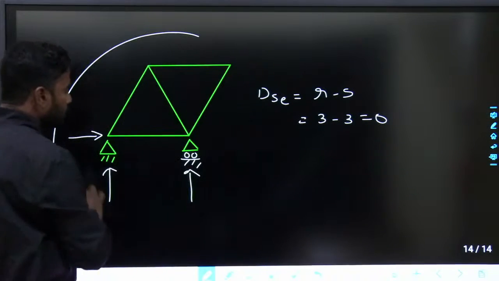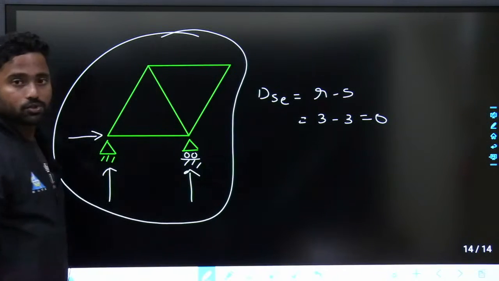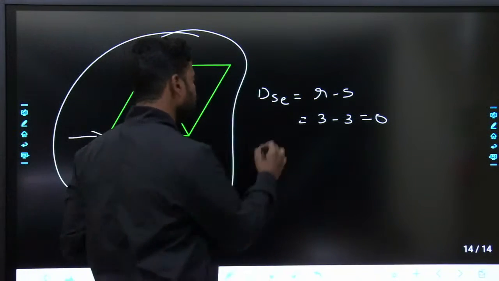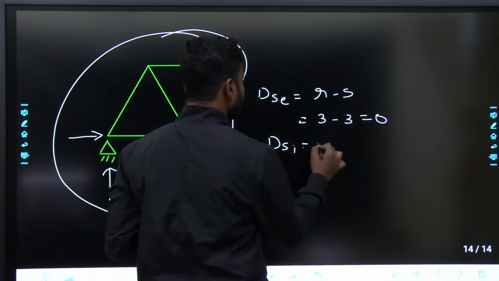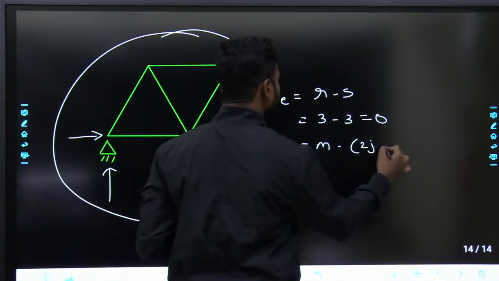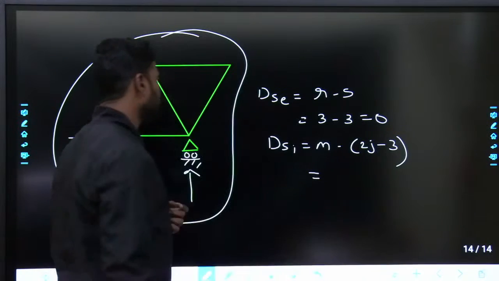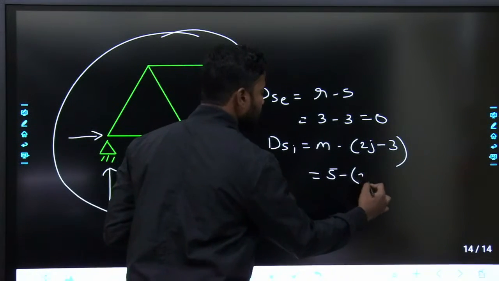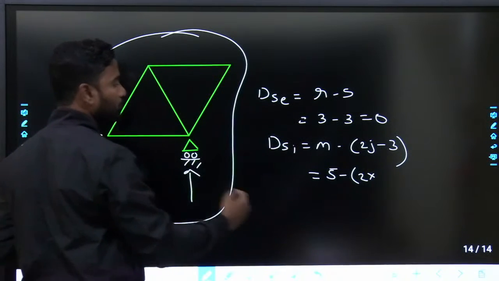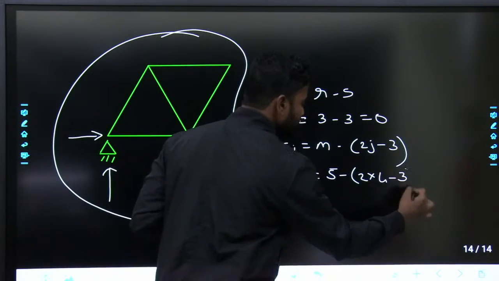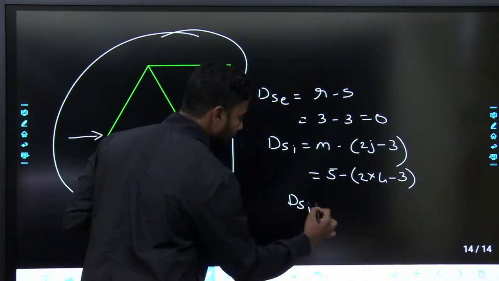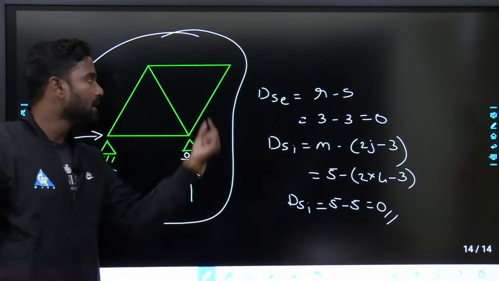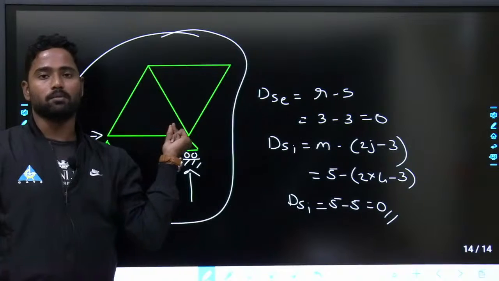For the overall truss it is 3 equations of equilibrium, 3 reactions and equilibrium equations is 3. dsi is equal to m minus of 2j minus 3. Fine. Number of members 1, 2, 3, 4, 5 members and number of joints is 1, 2, 3, 4, 4 joints, 2 into 4 minus 3. So dsi is 5 minus 5, this is 0. This is a stable truss.